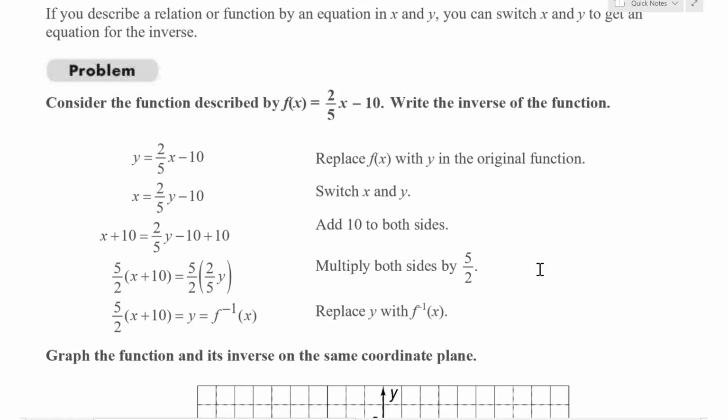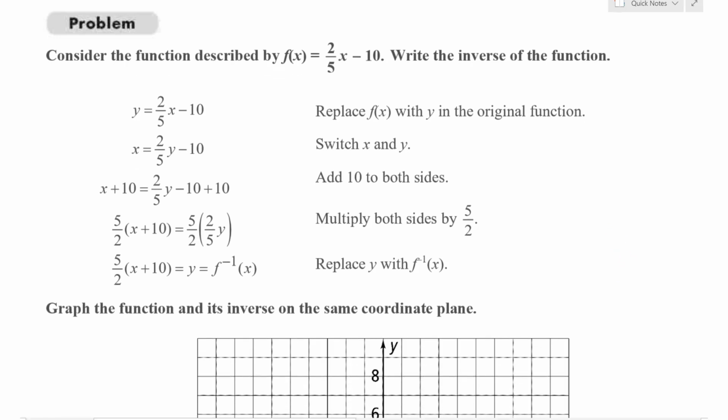These are some different examples, and this is the area I think you're going to struggle with, so I'm going to give you some more examples. If you describe a relation or function by an equation in x and y, you can switch the x and y to get the inverse. So here, consider the function f of x equals 2/5 x minus 10.